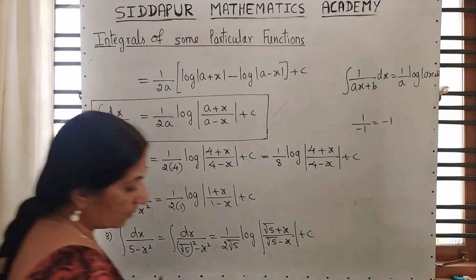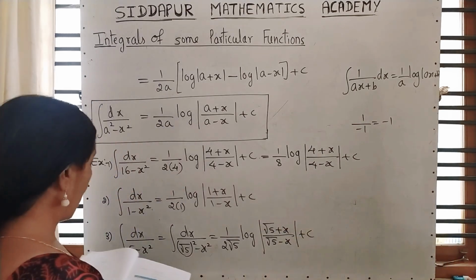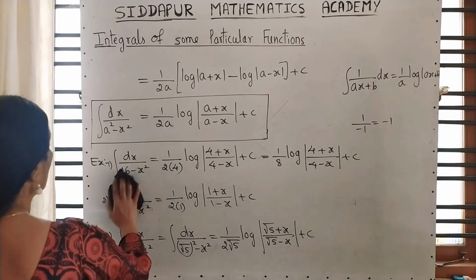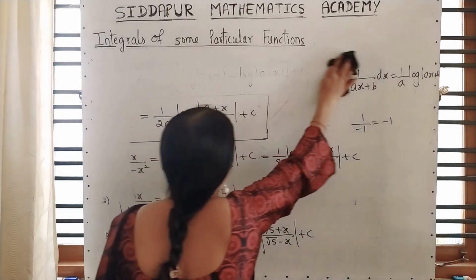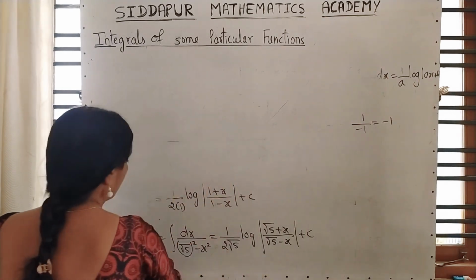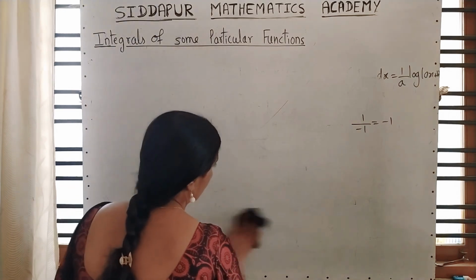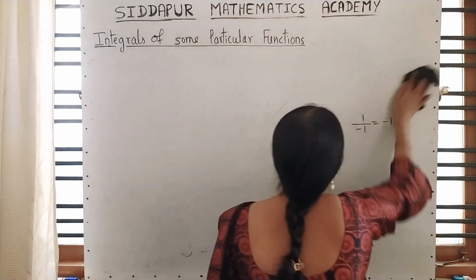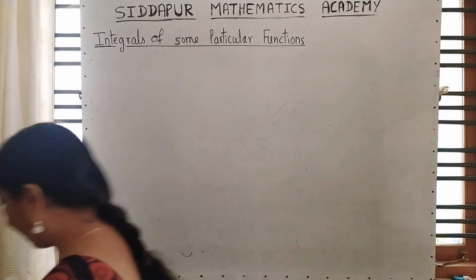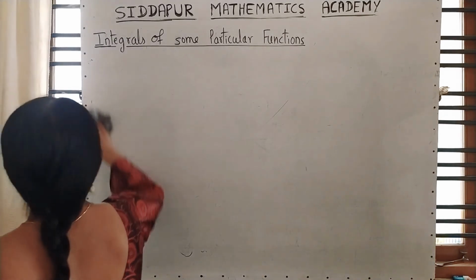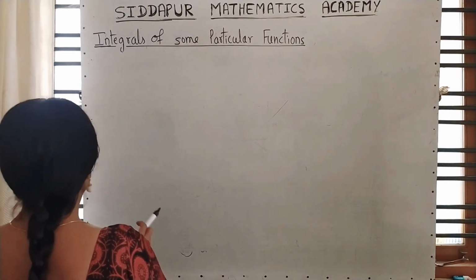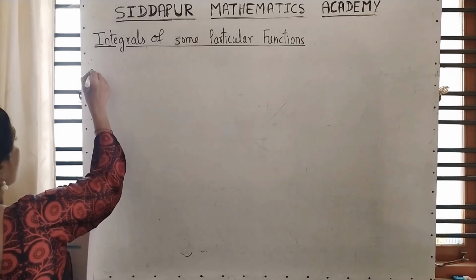Like this we are solving. That is the second formula, 1 upon a square minus x square. Now moving to the third one. And at the same time go on writing these formulas in the formula list. Third one.